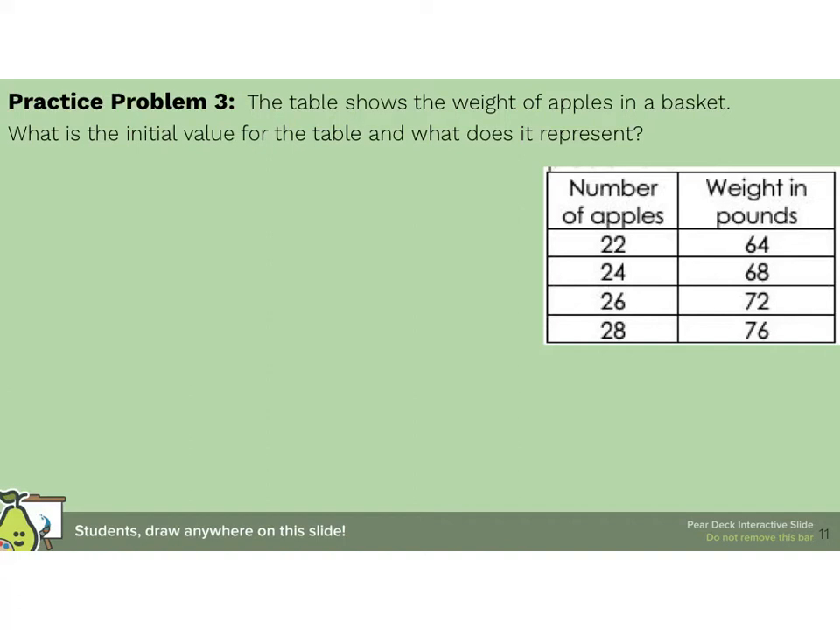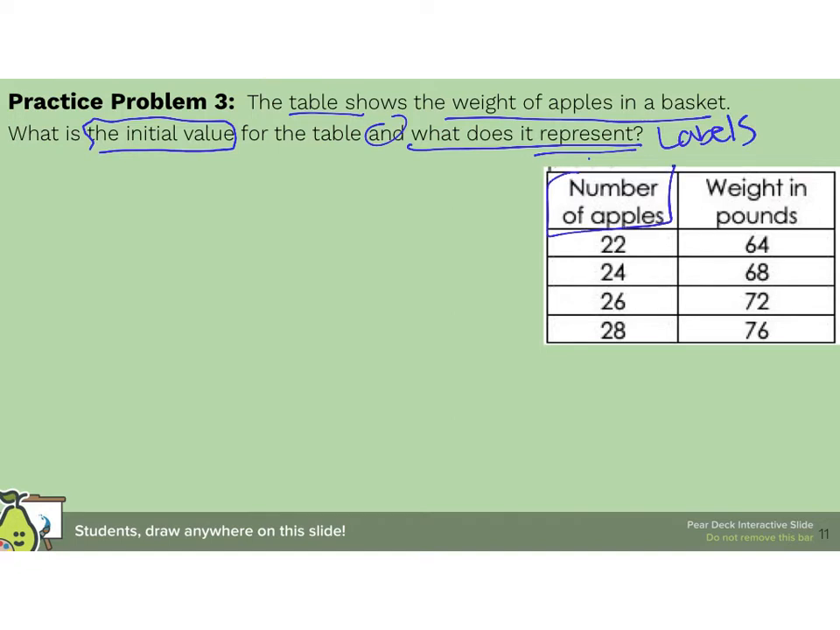All right, practice problem 3. So we have a table that shows the weight of apples in a basket. What is the initial value, and what does it represent? When we see "represent," that means labels. They want to know what these words mean, so words need to be in our final answer.